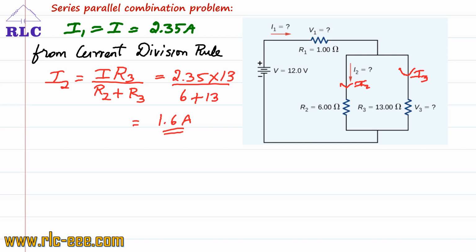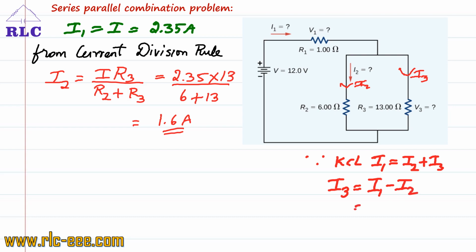So you got to know the value of I1 and I2. You can easily find I3 by KCL method also. You can find it by current division rule method also. So better we can go with KCL for easier simplification. According to the KCL, incoming current is I1, which is equal to the outgoing currents I2 plus I3. So I3 is equal to I1 minus I2. Just substitute the values: 2.35 minus 1.6, you will get 0.75 amps. You found it, right?